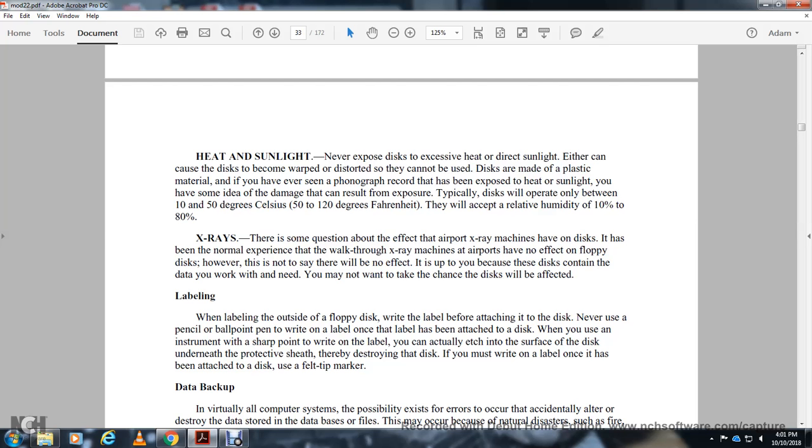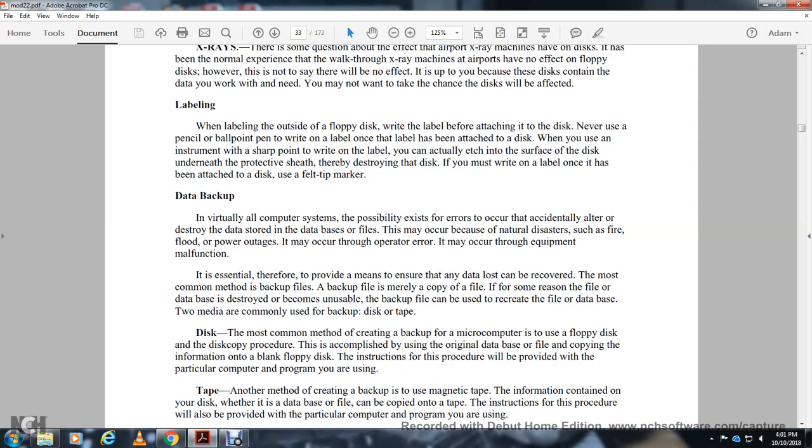All right, labeling. When labeling the outside of a floppy disk, write the label before attaching it to the disk. Never use a pencil or ballpoint pen to write on the label once the label has been attached to the disk. When you use an instrument with a sharp point to write on the label, you can actually damage the surface of the disk underneath the protective sheet, thereby destroying the disk. You must write the label before attaching it to the disk, or use a felt tip marker.